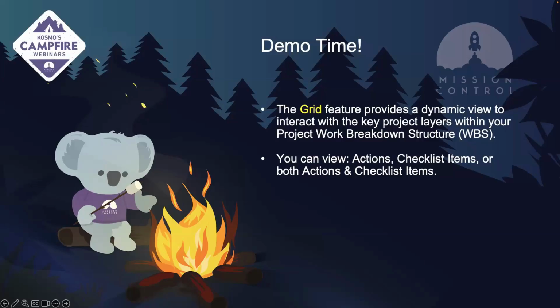True or false, can you apply custom fields up to 4 columns for both action and checklist item layers on the grid? No, this is incorrect. You can only apply up to 3 custom columns, not 4. So that was kind of a trick question, just so that folks knew. The max that you can sort up to is 3 custom columns, not 4.